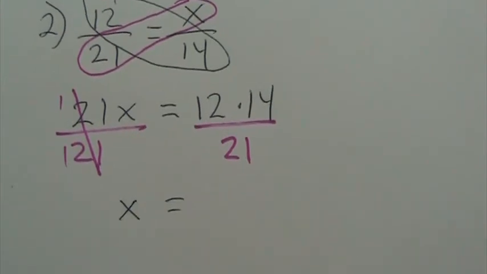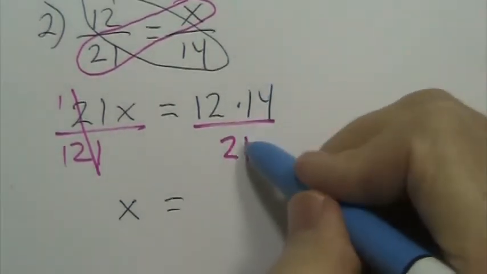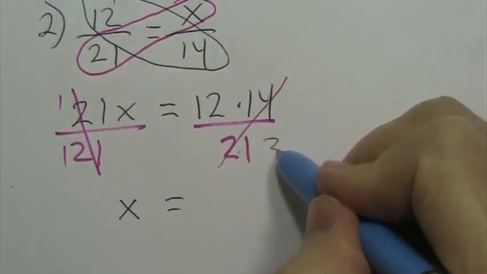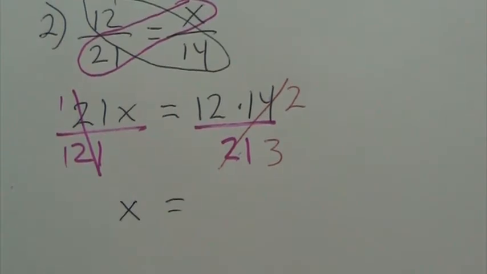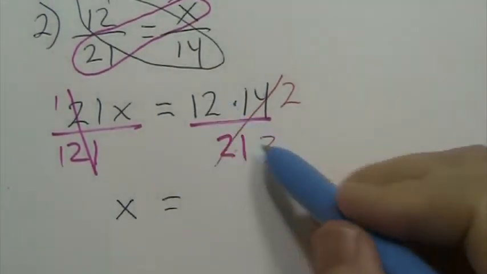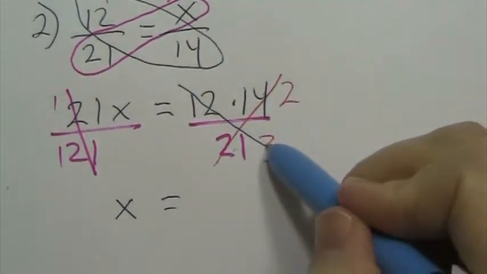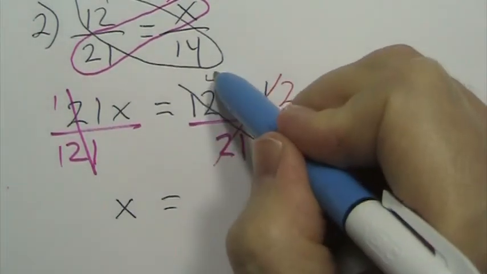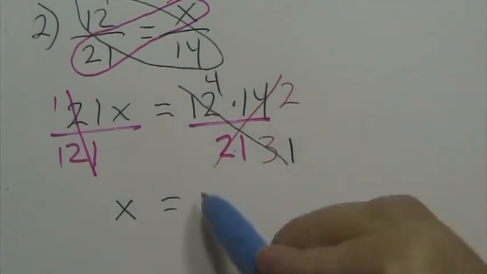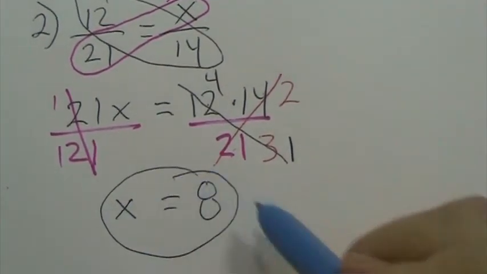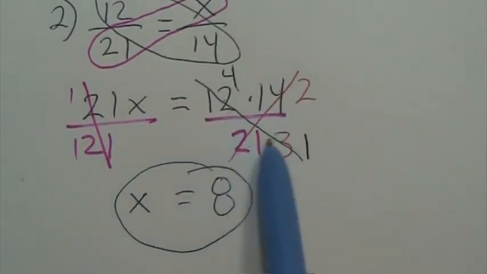For example, 7 goes into both of these. 7 does, right? So 7 goes into 21, 3. 7 goes into 14, 2. And you can see that 3 goes into 12. 3 goes in there once, and 3 goes into 12 4 times. So the answer is 4 times 2. But now you did not have to do that. Okay, the main thing is to get it to this point right here.